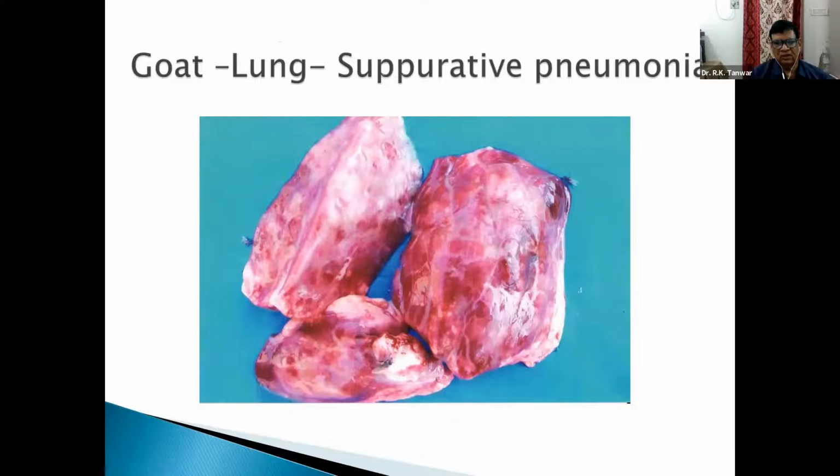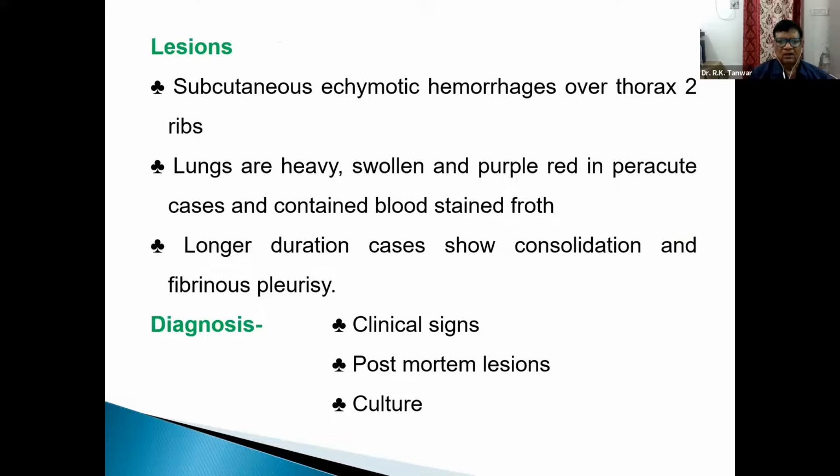Then this is a pulmonary suppurative pneumonia. Even if we carry out histopathology, sometimes I have seen that tuberculosis is also there in both. Then as far as lesions are concerned, subcutaneous and systemic hemorrhages. Lungs are heavy, swollen, purple red in acute cases, containing blood stain. Diagnosis by clinical signs, postmortem lesions, culture.